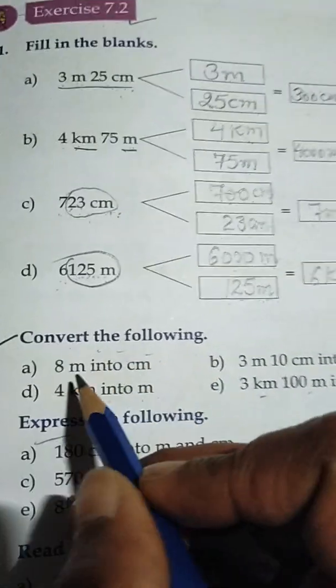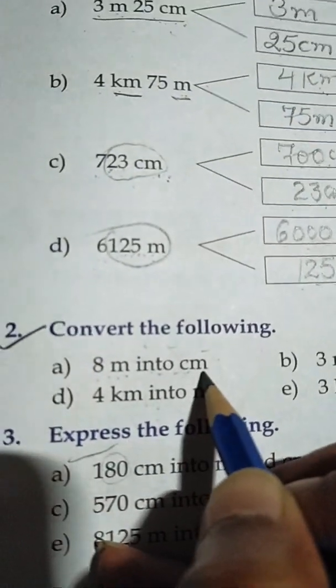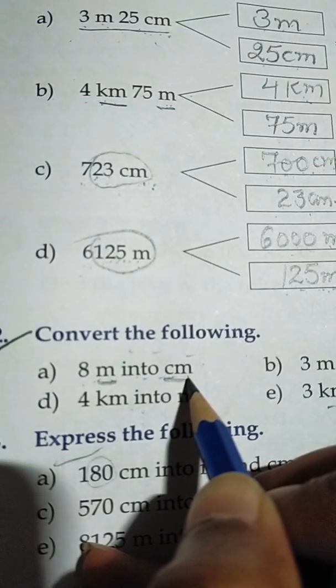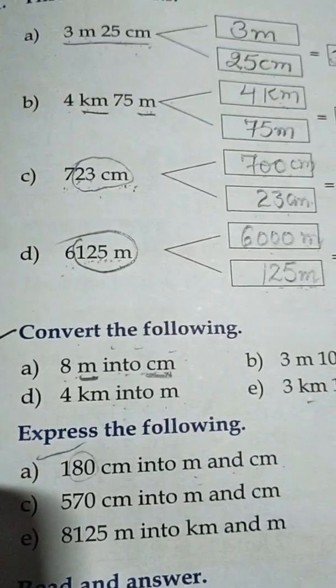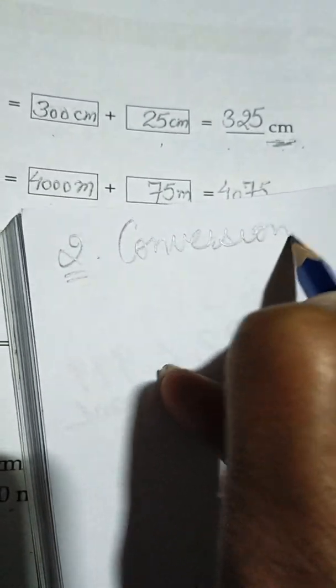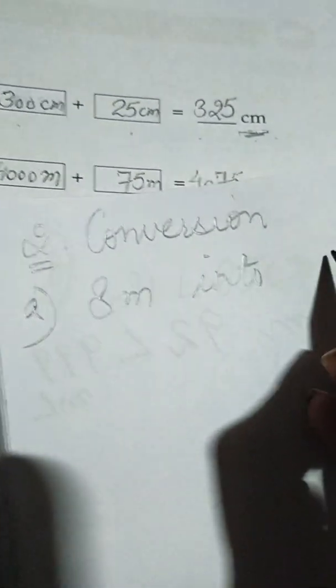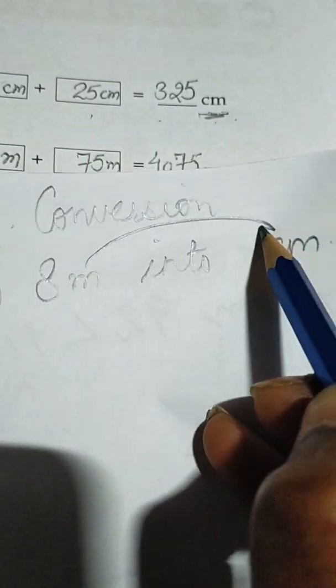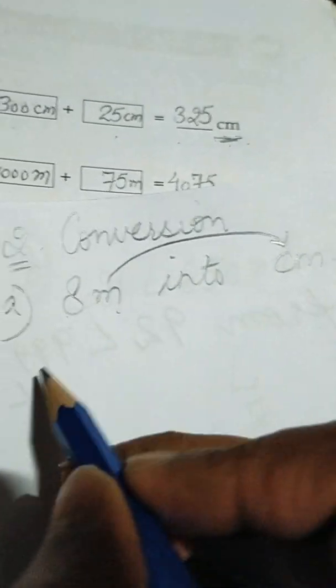Now let's move to sum number 2. Here convert the following. 8 meter into centimeter. Meter and centimeter, the relation is of 100. So see how we will convert. Sum number 2, that is conversion. A part is there, 8 meter into centimeter. When we move from meter into centimeter, then meters will be multiplied by 100.